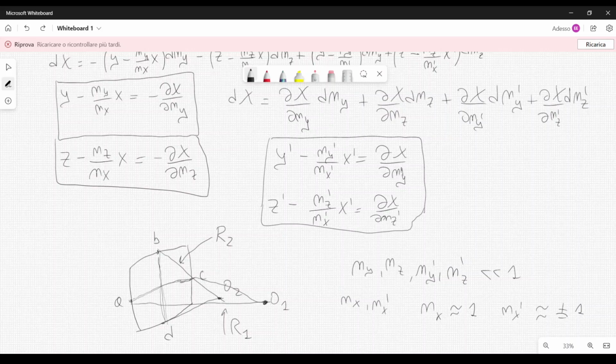For the minus here, we will have a mirror. Making use of the fact that ny and nz, ny prime and nz prime are small, we can expand the angular iconal chi in series and stop at the first terms.